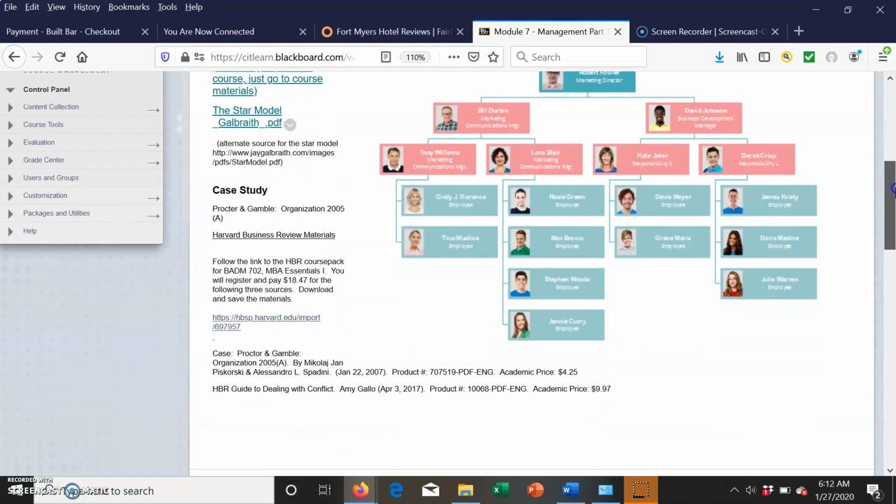And then to look at organizational structure in detail, I'm going to have you get a case study from Harvard Business Review on Procter & Gamble. And it looks like I didn't update the price here, so it's $14 now instead of $18 because I found one of the readings available through the library at the Citadel. So you'll have to go online to the Harvard site and pay the $9.97 plus $4.25 for this week.